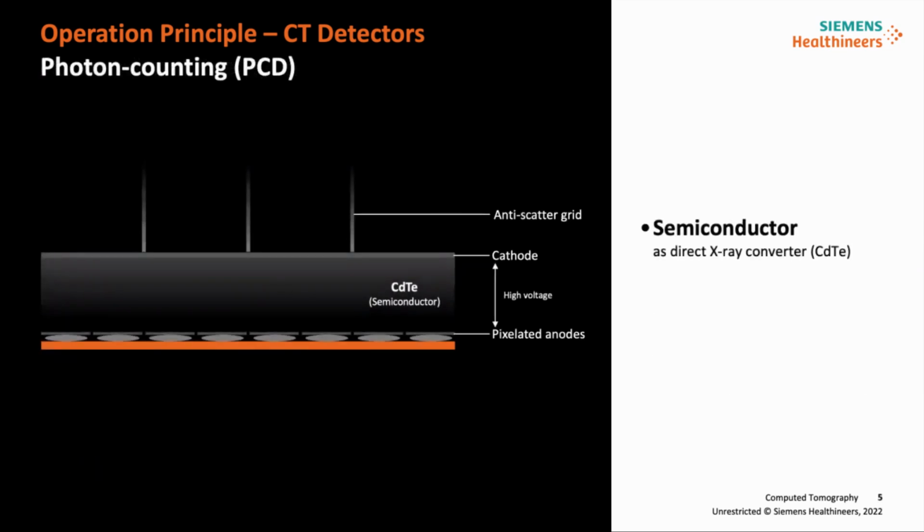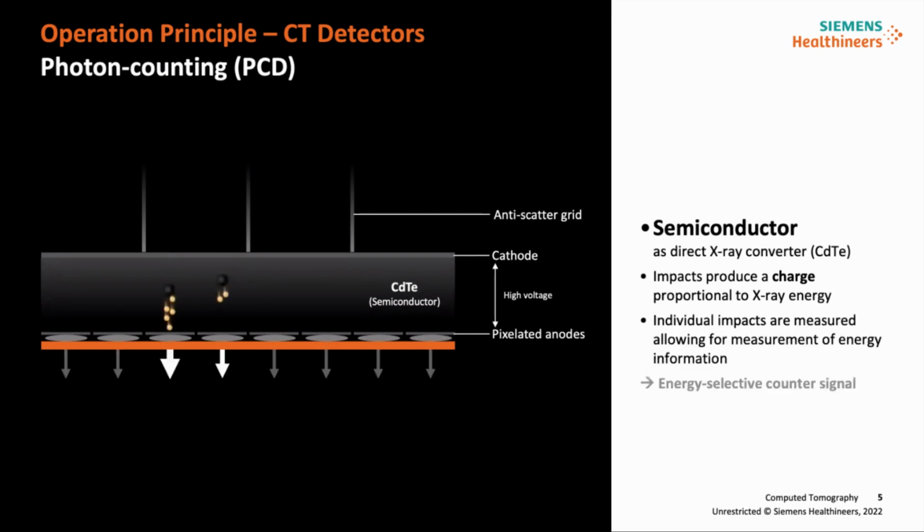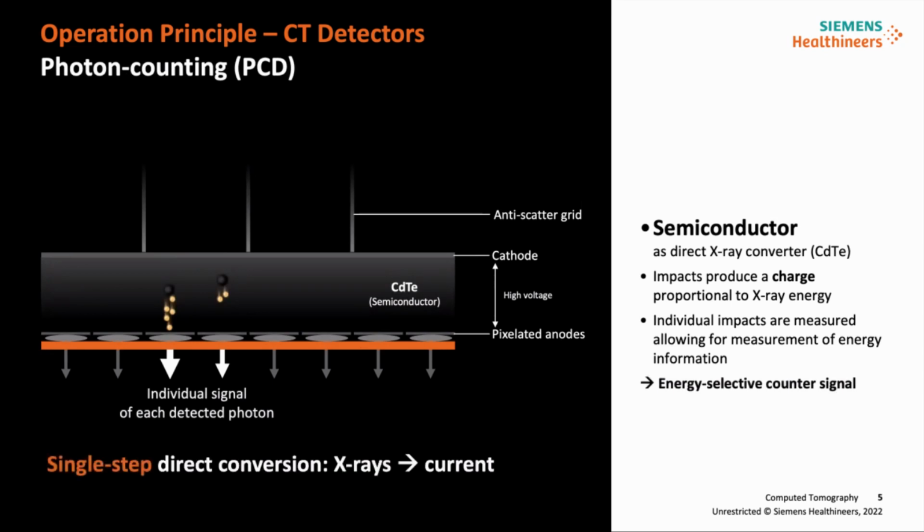Now, when we talk about photon counting CT, we're now using a semiconductor, which allows a direct X-ray conversion. The impacts produce a charge proportional to the X-ray energy. The individual impacts are measured, allowing for a measurement of energy information. So that's the photon counting. So we're measuring every individual energy. And this is a single-step process. So the individual signal of each photon is detected, and it's a direct conversion from X-rays into current.